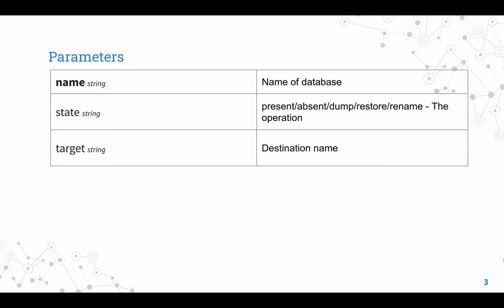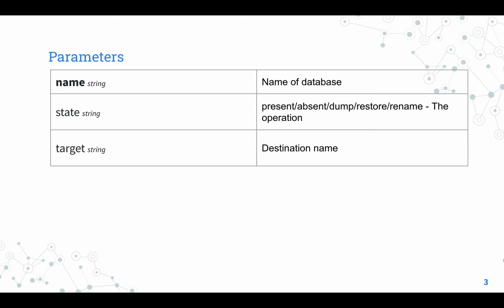postgresql_db. Ansible supposes that PostgreSQL is running on the target node. The only required parameter is name, the name of the database to interact with. The parameter state specifies the desired state of the operation for the selected database. Option present means that the database should be created, and option absent means that the database should be deleted.